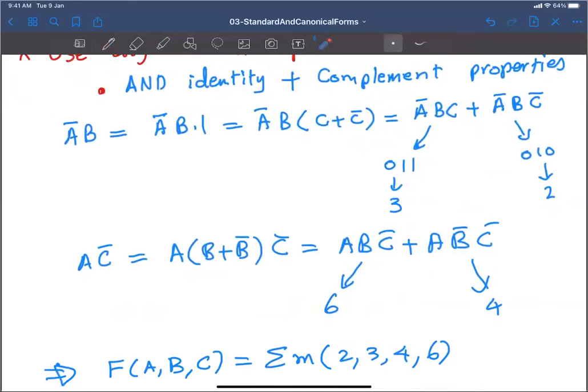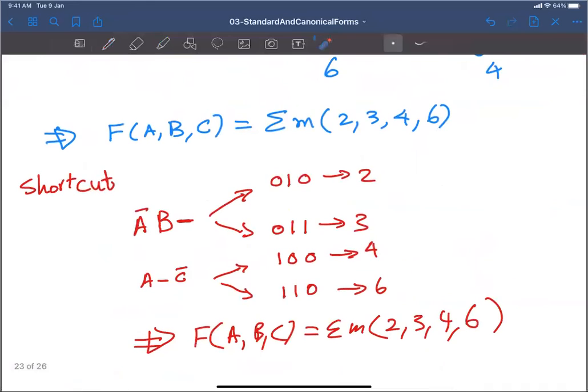You can employ this, but it does exactly the same job. The shortcut is you have A complement B and then a missing dash here. So we have a 0 here and a 1 here, and then a dash here. The last one can be a 0 or a 1, so this corresponds to a 2 and this corresponds to a 3.